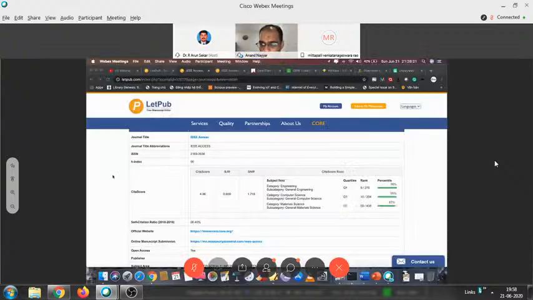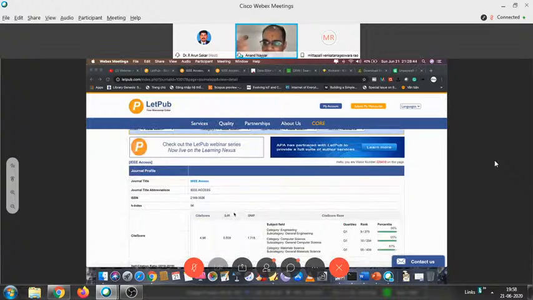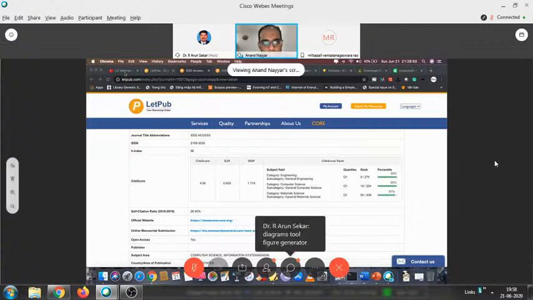So I've already told you about LetPub. You can see the quartiles, Q1, over there. So this is a CiteScore. If your CiteScore is increasing, which means it is above 5 or above 6, the impact factor will increase by above 1 or 2 points. For example, the CiteScore is like 4.96 and the impact factor right now is 4.098, which means it can touch up to 5.5 or so. So depending on the CiteScore, the impact factor is decided, and this decides quartile Q1, Q2 and Q3. I hope this answers the question for everybody.